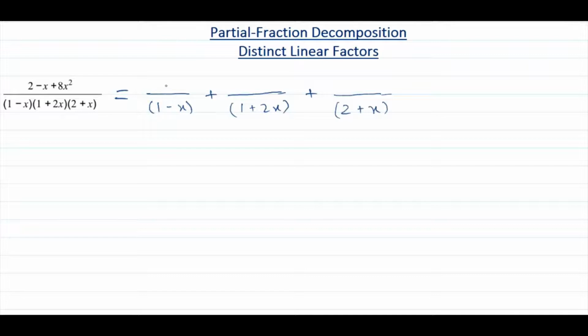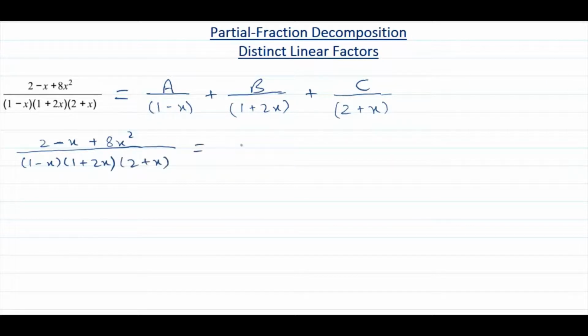Similar to what we did in the first video, we can denote that with some letters, any variables. We choose A here, B here, C here, but it doesn't really matter. You can choose any variable that you like, but this is the convention generally. So then we follow the process. We keep the left hand side as it is, 2 minus x plus 8x squared. Then in the denominator we have 1 minus x into 1 plus 2x into 2 plus x.